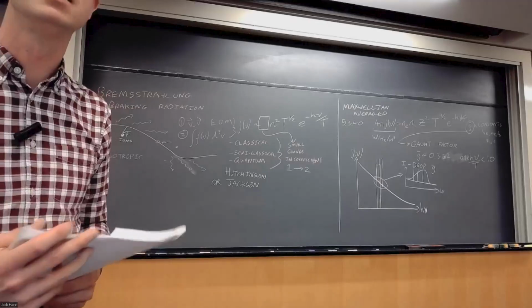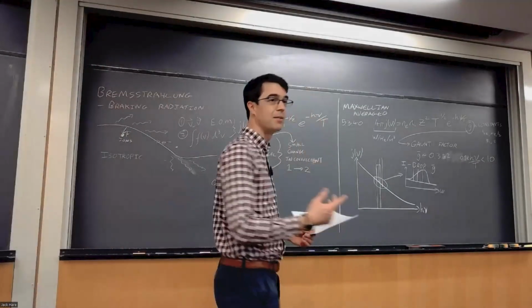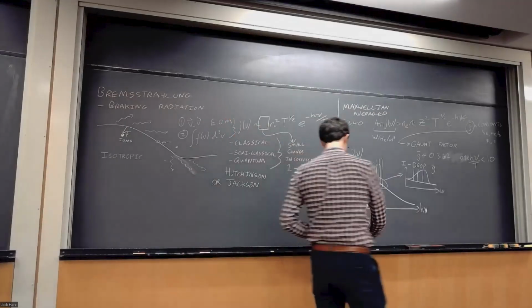If it's optically thick, right? We haven't really talked about that yet. From this J, you can now calculate alpha, the opacity.